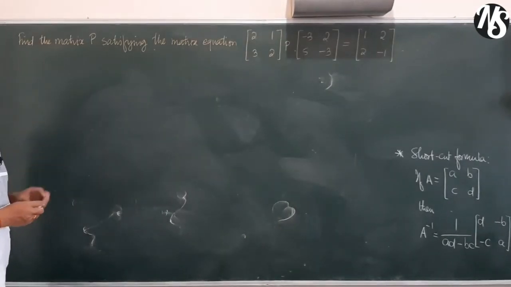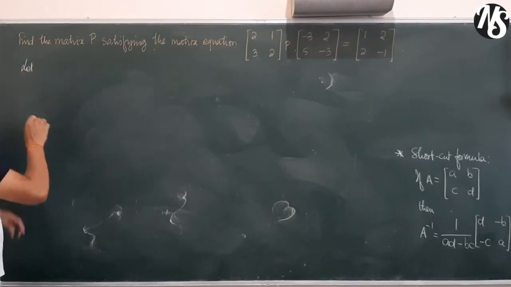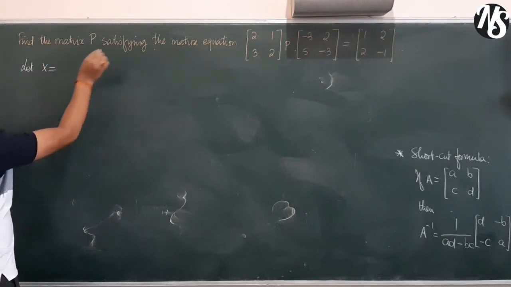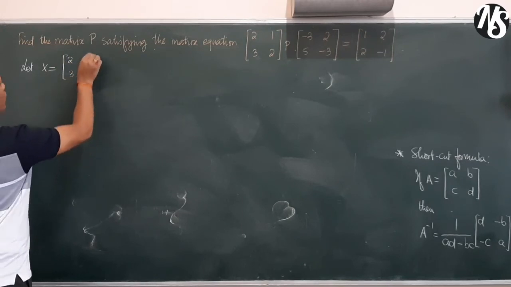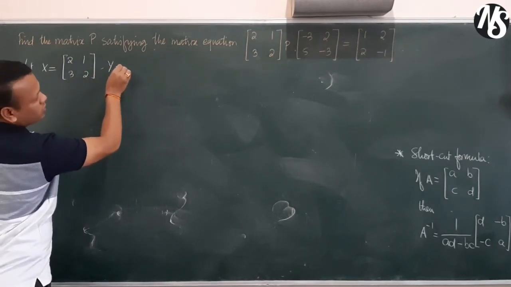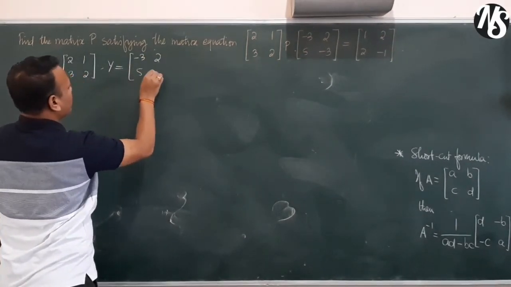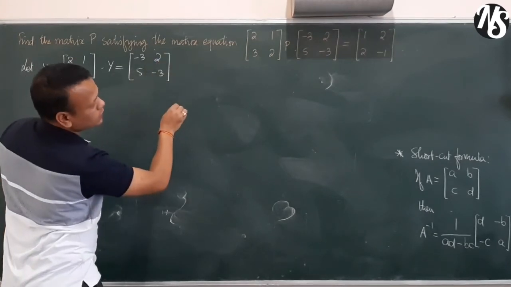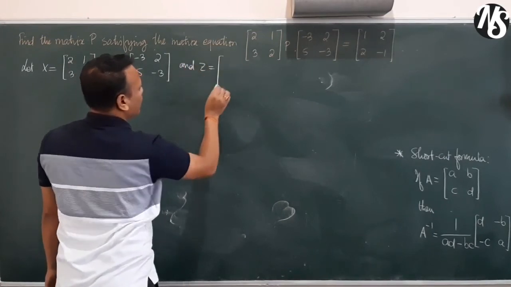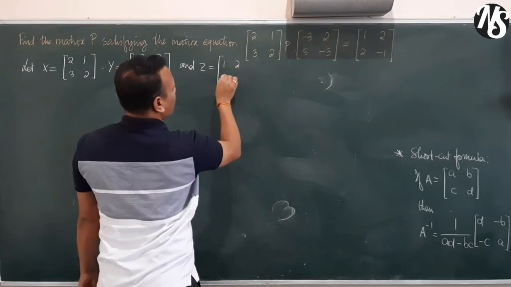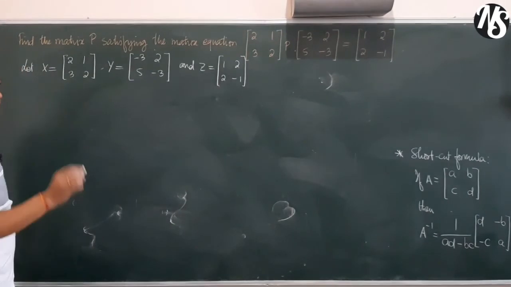So here we have a similar kind of problem. Now see here carefully, the assumption that I'm going to make is, let X equal 2, 1, 3, 2. Y equals the next matrix, minus 3, 2, 5, minus 3. And the last one, let me call this Z, and the matrix is 1, 2, 2, minus 1. Okay? So these are the three matrices. Now, let's see what we get after that.